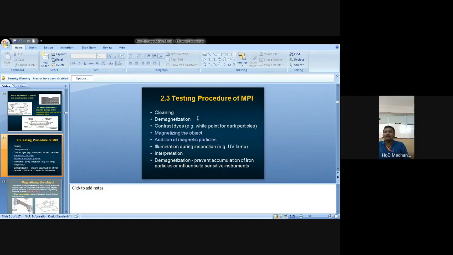Another one is interpretation. And another one is demagnetization, to prevent the accumulation of iron particles or influence on sensitive instruments. After inspection is completed, we have to remove the excess iron particles that accumulate on the surface. So we apply this, check by inspection, and afterward remove the magnetic particles.